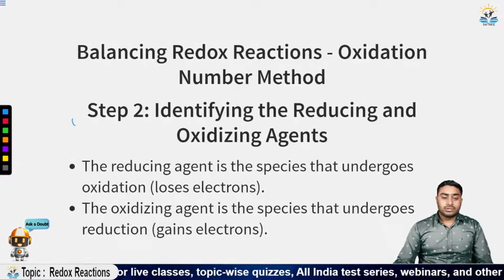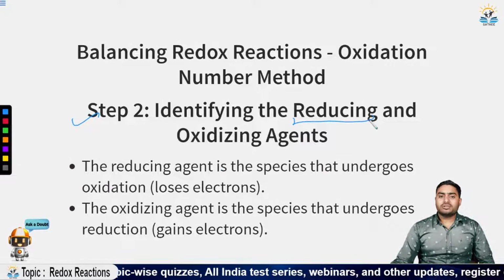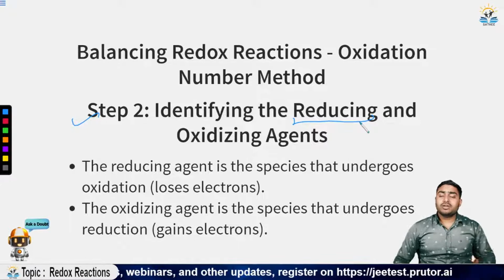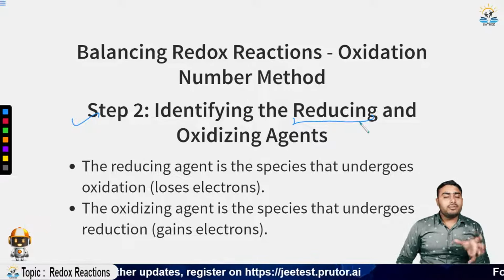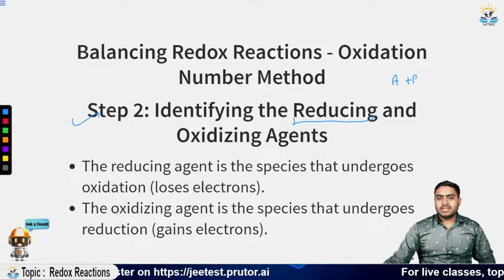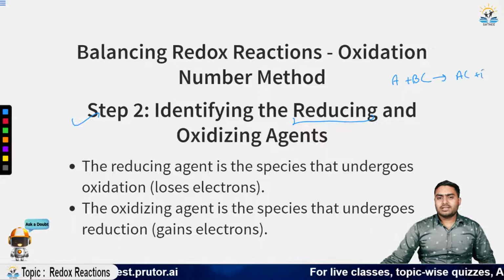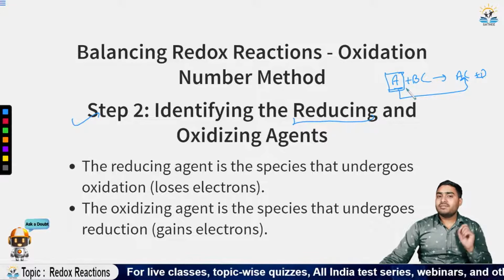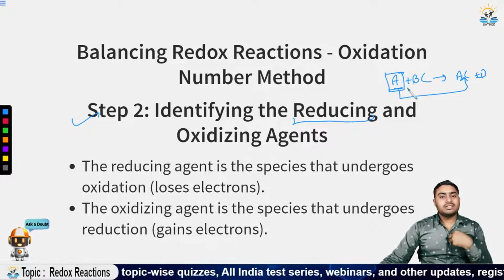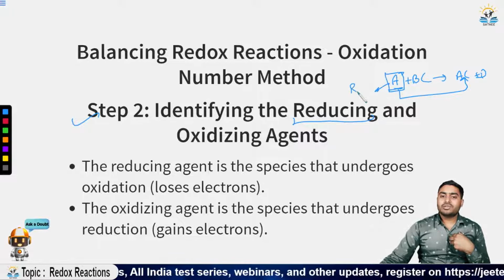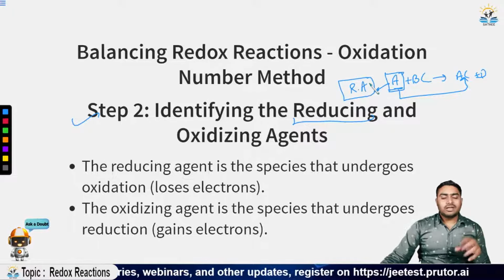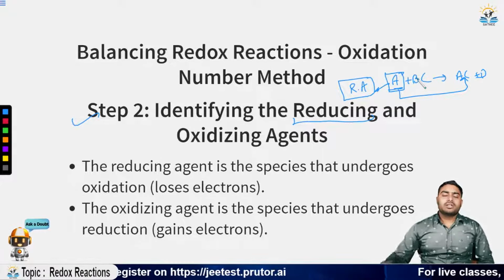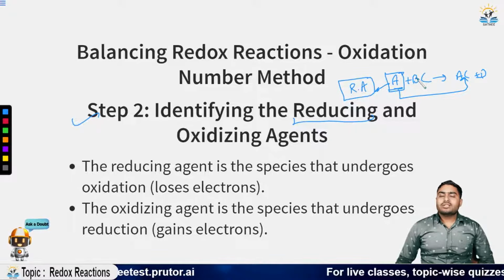Step 2, identifying the reducing and oxidizing agents, or simply identify which species is undergoing oxidation and which species is undergoing reduction. Suppose I am saying A plus BC gives AC plus D. Suppose A undergoes oxidation. You know very well reducing agents reduce others and oxidize themselves, so A will act as a reducing agent. The species that is oxidized, or undergoing oxidation, is known as the reducing agent, and the species that is undergoing reduction is known as the oxidizing agent.